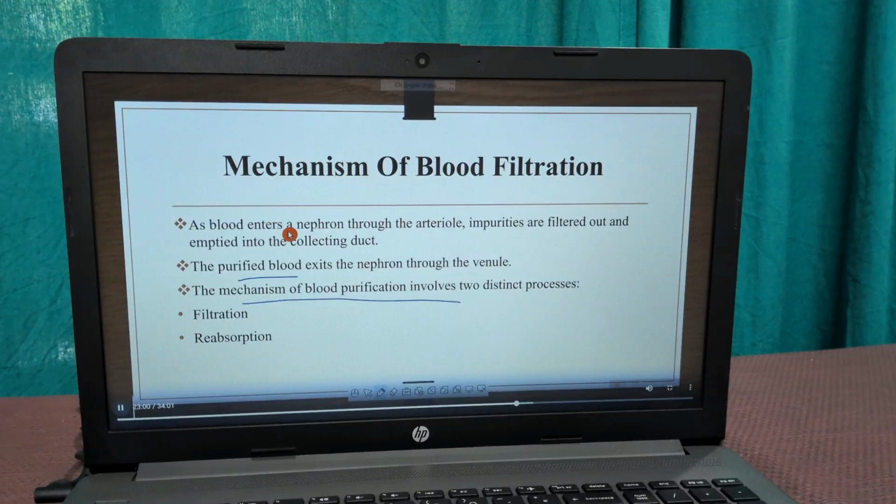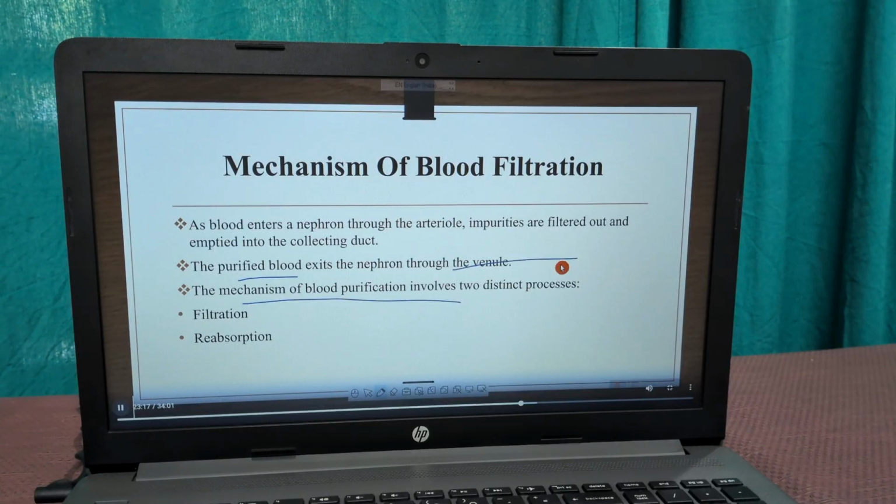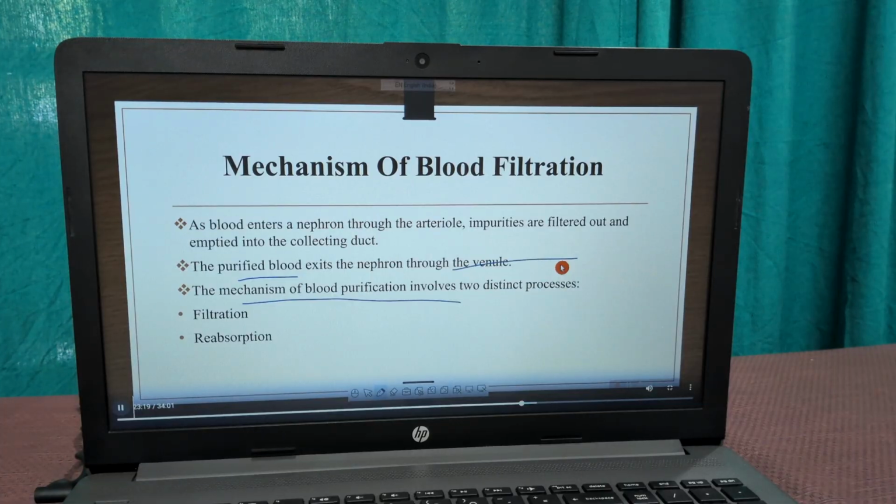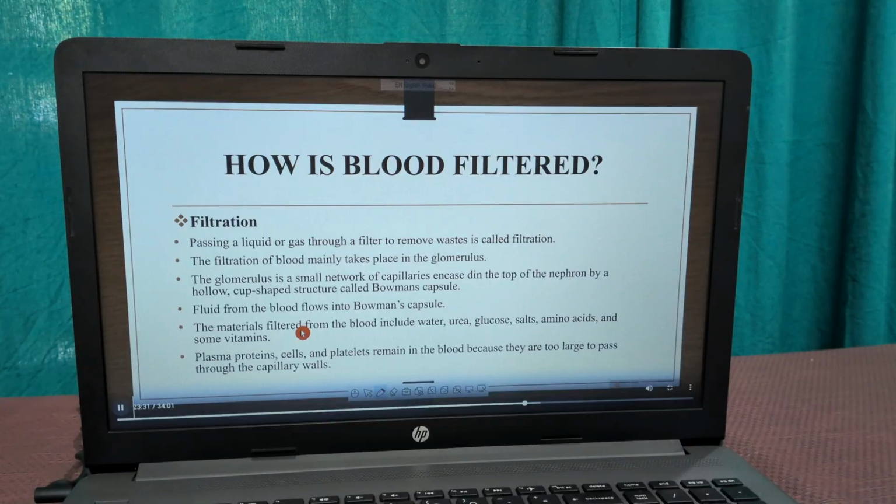Here it is written that the blood enters the kidney through the arterioles and exits the nephron through the veins. So blood circulates through the kidneys many times a day. In a single day, kidneys filter about 150 quarts of blood. The mechanism of blood filtration in the kidney involves two processes. The first one is filtration and the second one is reabsorption.